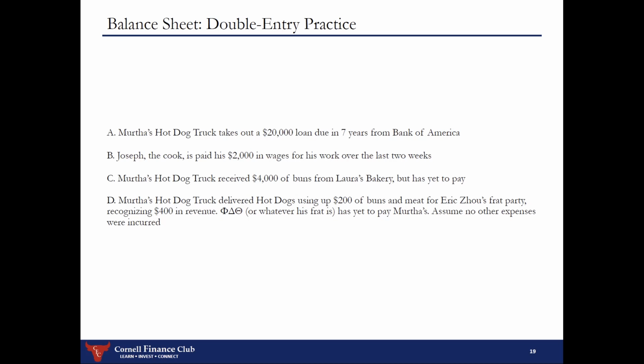So D is a trickier one. Martha's hot dog truck delivered hot dogs using up $200 of buns and meat for Eric Zhou's frat party. They recognized $400 in revenue, and then I forgot what his frat is, and I don't read Greek, so his frat has yet to pay Martha's. Assume no other expenses were incurred. So here you can see that Martha's recognized $400 revenue. There are $200 worth of expenses, and Eric has yet to pay.